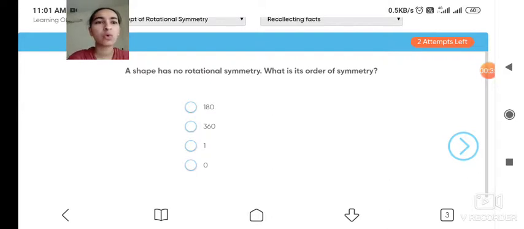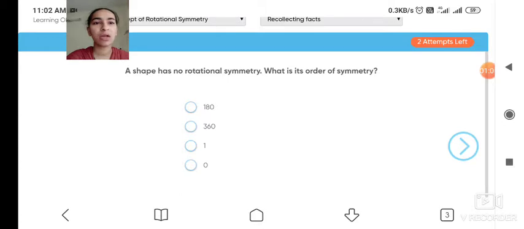A shape has no rotational symmetry. What is its order of symmetry? Okay, now what is rotational symmetry? Rotational symmetry means a figure is rotated in the clockwise or anti-clockwise direction, and it still looks the same. Many figures don't have rotational symmetry. That means if I rotate it by any angle, it doesn't look exactly the same figure.